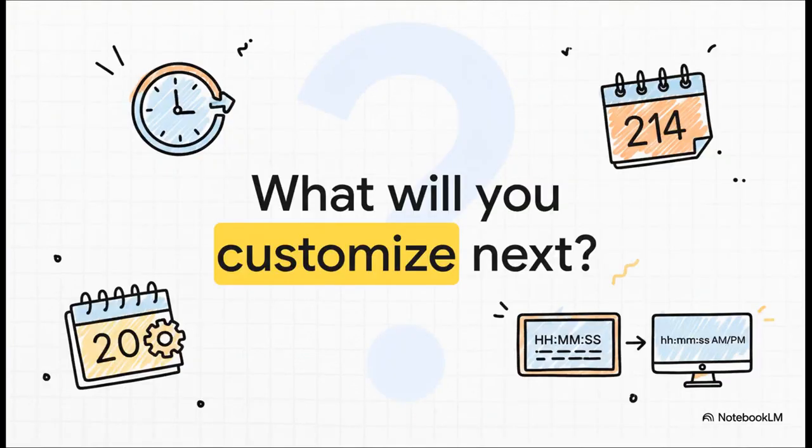So now that you've got your clock set up exactly how you want it, it kind of makes you think, doesn't it? What other little part of your digital life could use a small tweak to make it just that much better? What are you going to customize next?